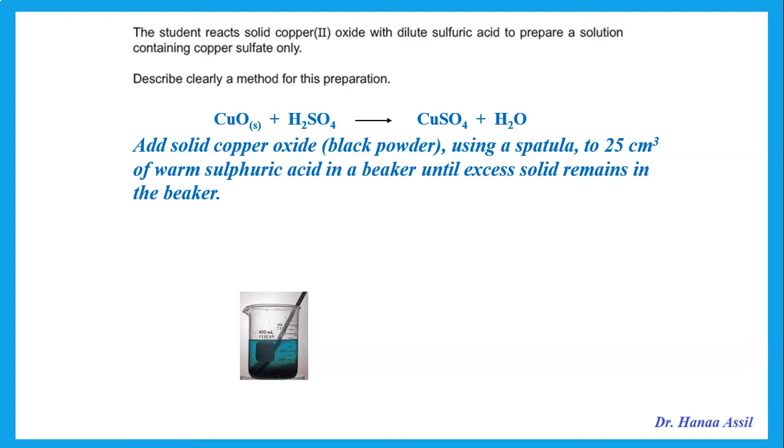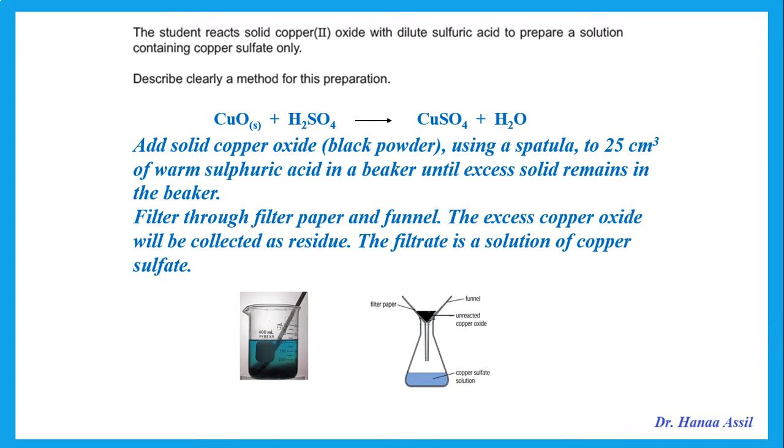We should add solid copper oxide using a spatula to 25 centimeter cubed of warm sulfuric acid in a beaker until excess solid remains in the beaker. You can also mention that the 25 centimeter cubed of sulfuric acid was measured using a measuring cylinder. In all of these, it's a very good idea to mention all apparatus. Then what should we do after that? Filter through filter paper and funnel.